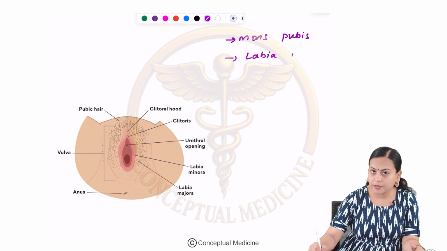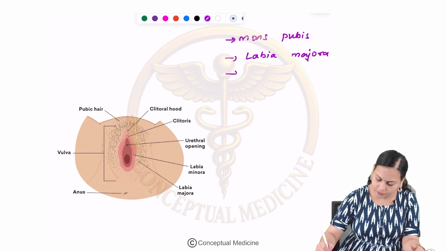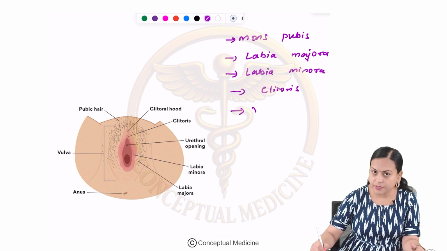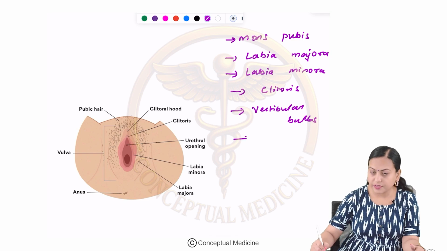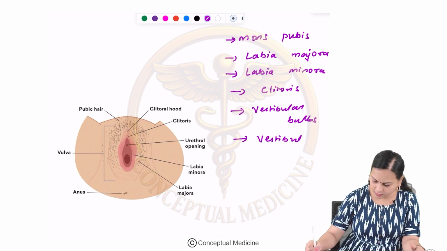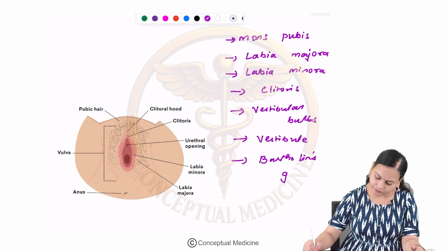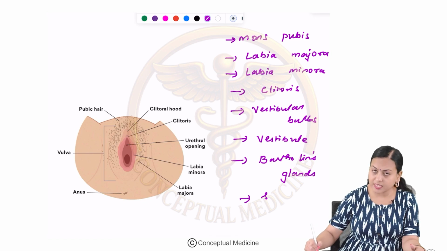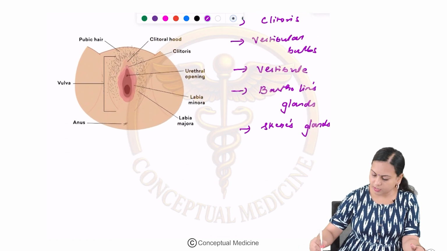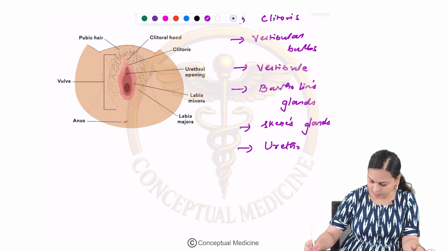labia majora, labia minora, clitoris, vestibular bulbs, vestibule, even the glands like Bartholin's glands, Skene's glands, urethra and vaginal opening. Okay.